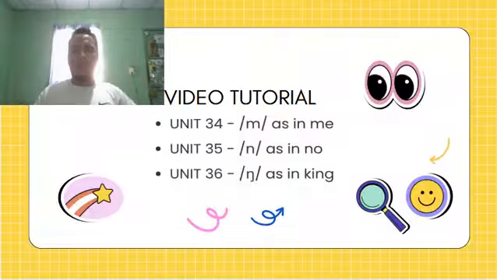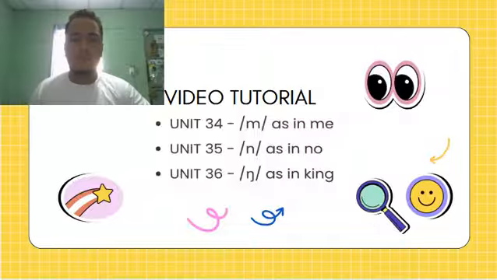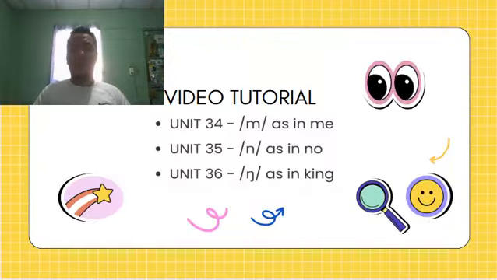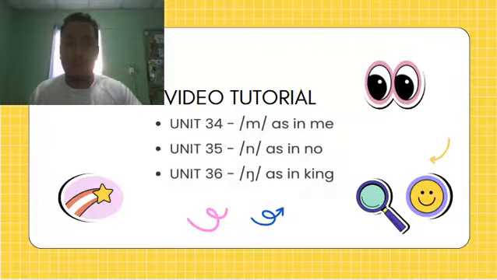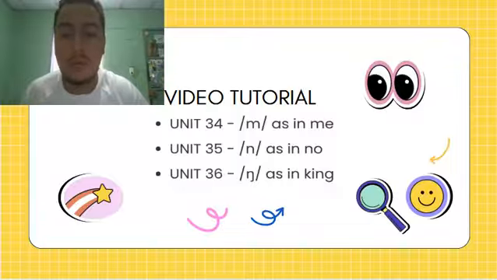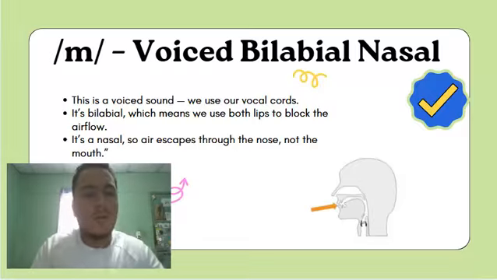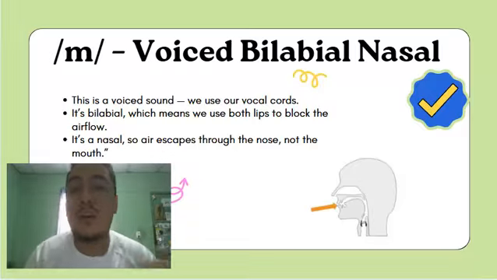Today I do a video tutorial about the three nasal sounds, as in me, as in no, and as in kin. These sounds are part of our natural speech, and understanding how they are pronounced will help you to read and pronounce words more accurately. Let's start with m. This is a voiced sound, we use our vocal cords.